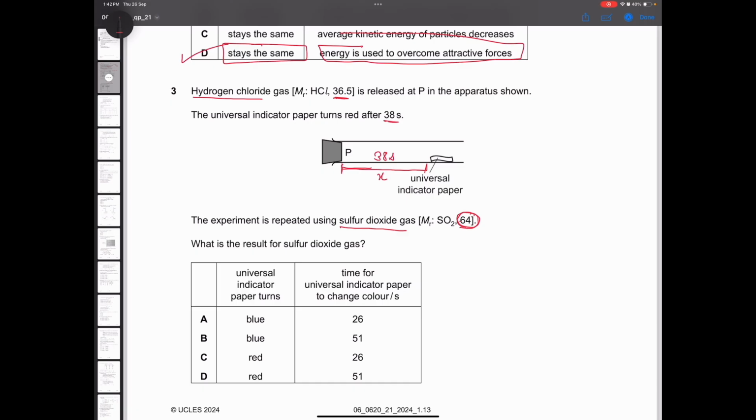Also, we need to understand the nature of sulfur dioxide. Sulfur dioxide is an acidic gas. It's a non-metal oxide, which are acidic in nature. So the universal indicator will still stay red because SO2 is acidic in nature, but the time taken will be more. So answer D is the correct one. Option D.